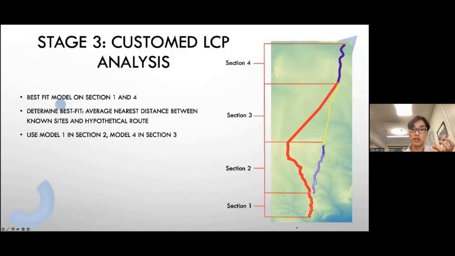And then once that model is created, the model created in section 1 will be implemented into section 2, and the best fit model from section 4 will be put into section 3. So the result, I don't know yet. Hopefully by the end of my master's. If you're interested in the result, I will definitely try to publish my dissertation.